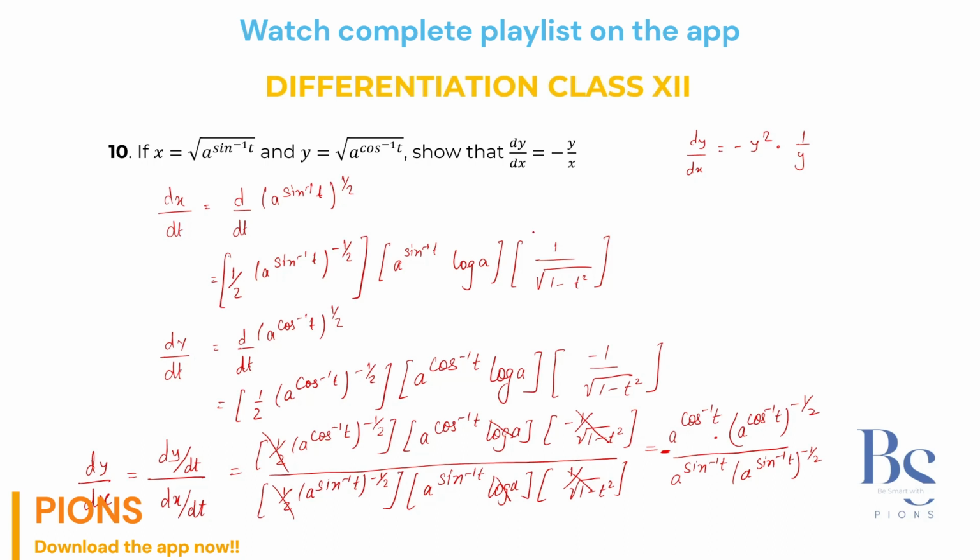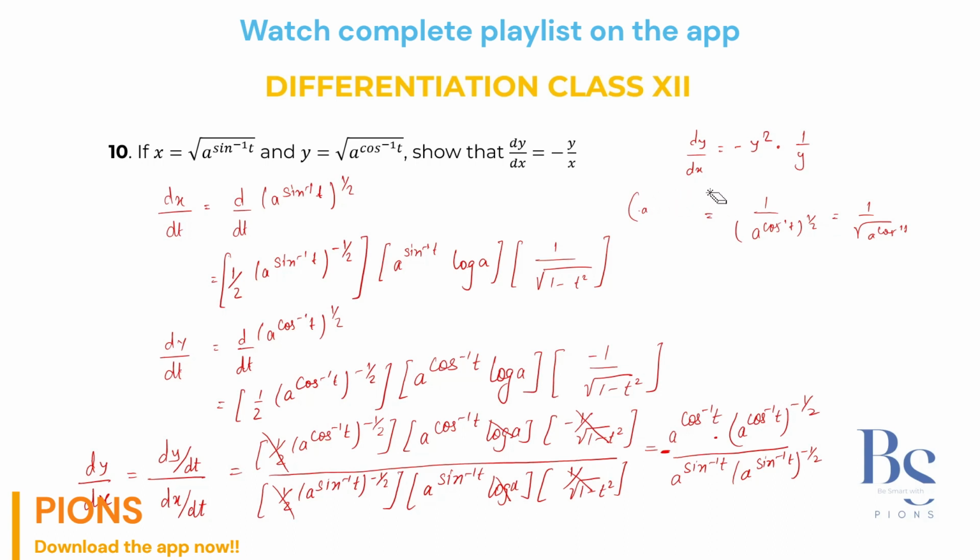Sir, how did you get 1 upon y? Let me repeat this. a raised to cos inverse t whole raised to minus half can be written as 1 upon a raised to cos inverse t whole raised to half. And half is nothing but 1 by root under a raised to cos inverse t, and root under a raised to cos inverse t is y. So I just wrote it as 1 by y. Let me repeat again if you are confused. Power minus half means it goes in the denominator, and root is already there in y. So that's why it is y.